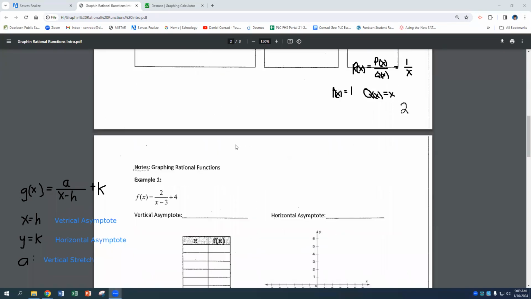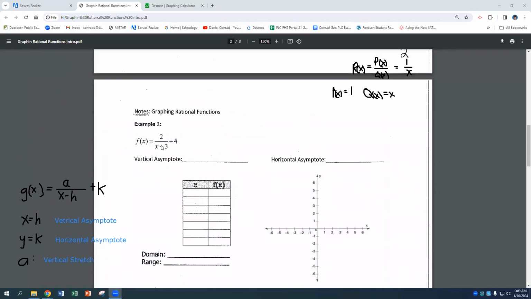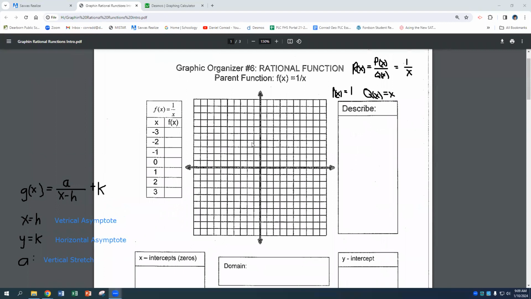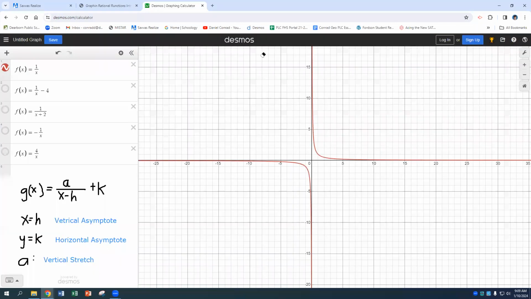Right, other examples, if we look here, 2 over X minus 3. Those would be examples of rational functions. So our most basic rational function here is 1 over X. So I want to take a look at that on the graph. So I'm going to go over to Desmos here, and I have it graphed for us. F of X equals 1 over X.